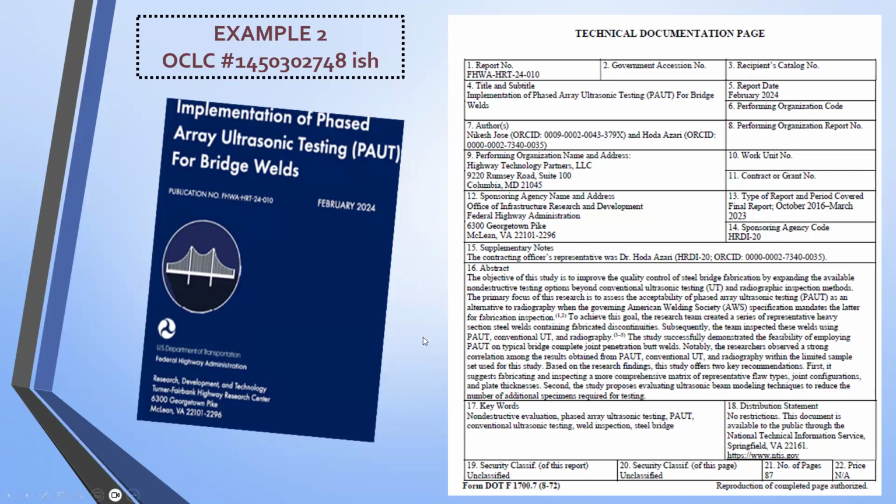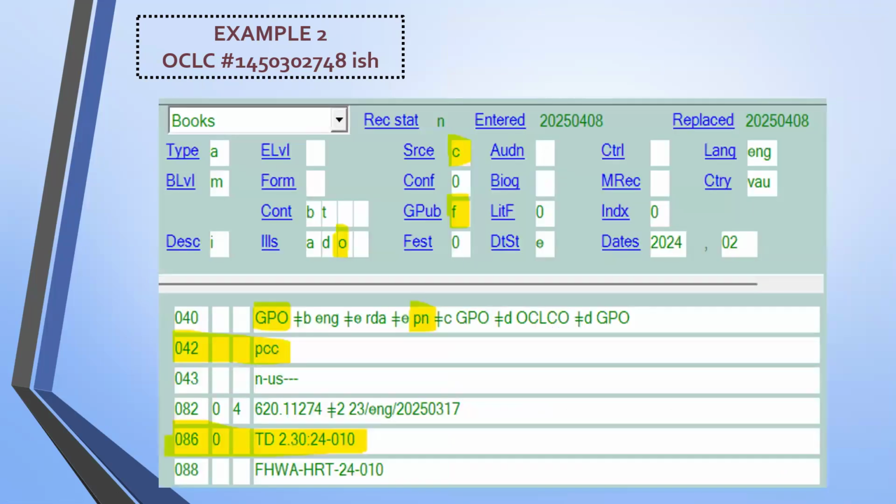There's a technical documentation page. I mean, it looks the same. Okay, so the source here is C because it was added by GPO, which is a participant in PCC, which is a cooperative cataloging program. GPub is F for federal. This one has photographs in it. So that's a difference. And here you'll note GPO, so they are the ones that created the record.